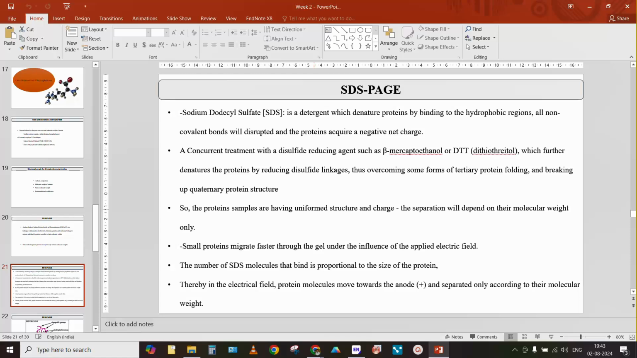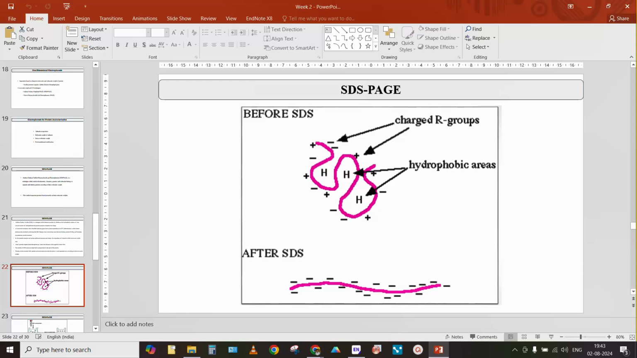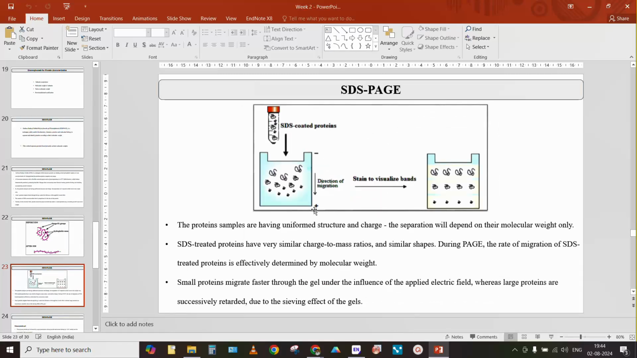And small proteins migrate faster through the gel under the influence of the applied electric field, as I told you now. So in the electric field, protein molecules move towards the anode, which is the positive one, and are separated only according to their molecular weight, as you can see in this structure. The first one is not in a uniform manner before the electrophoresis, and after SDS it gets into a uniform manner. So the protein samples have uniform structure and charge, then separation will depend on their molecular weight only.